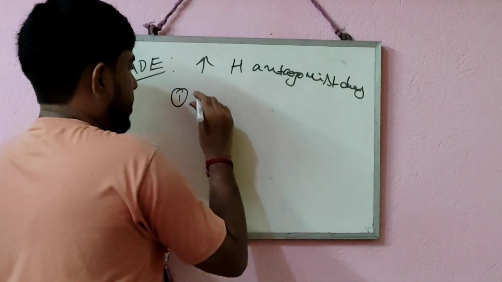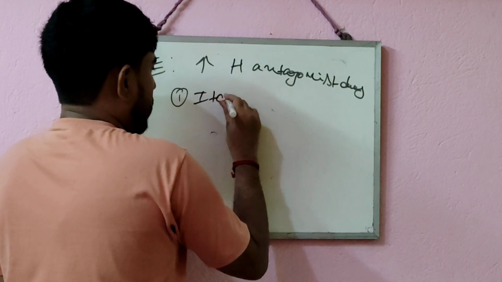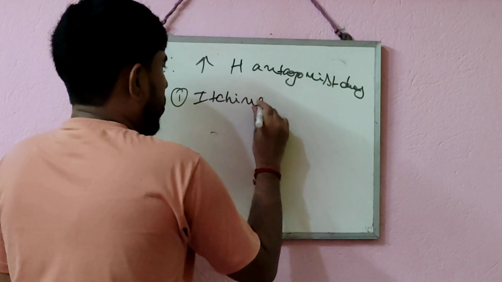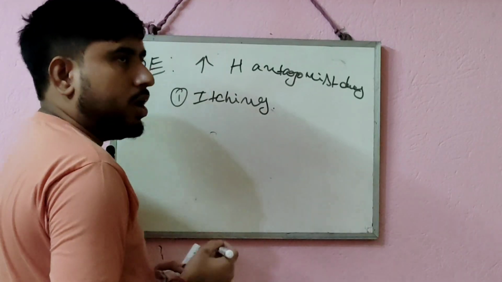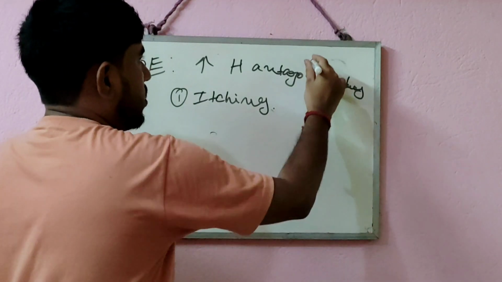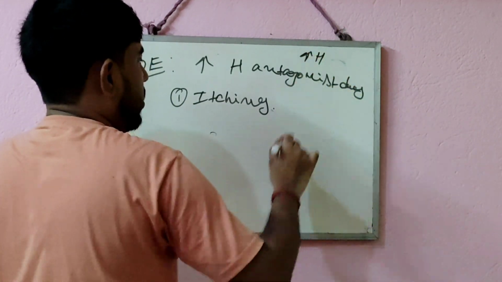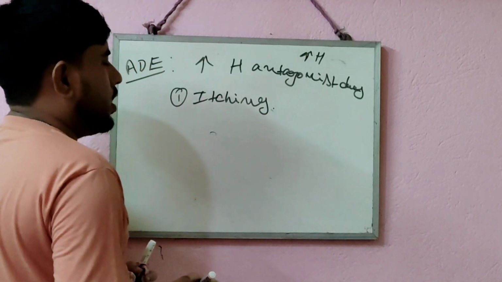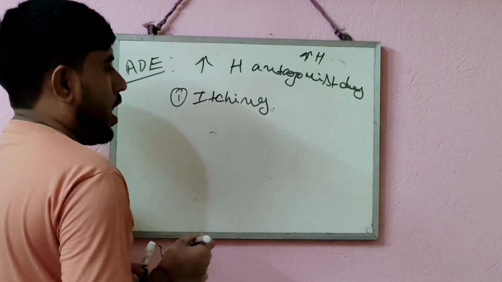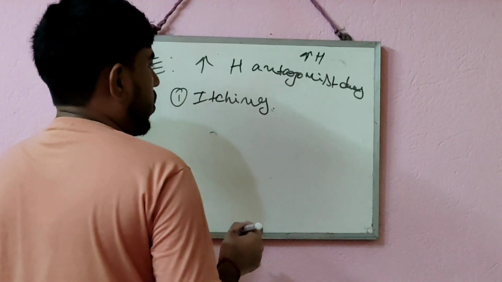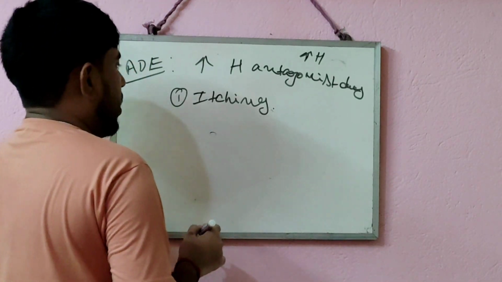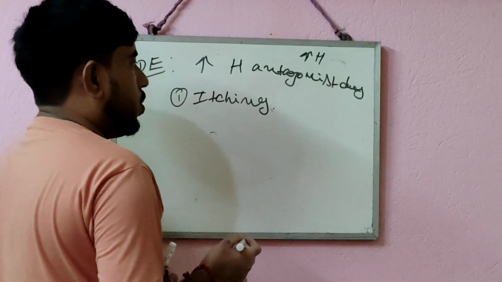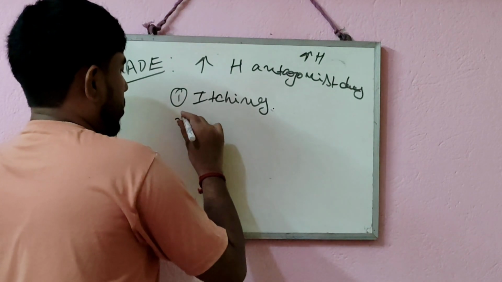One, itching. Why itching? When an allergen enters our body, histamine gets activated, and when histamine is activated it causes an allergic reaction, and we all know an allergic reaction sometimes causes itching. So that is also an adverse reaction when we consume that drug in high doses.